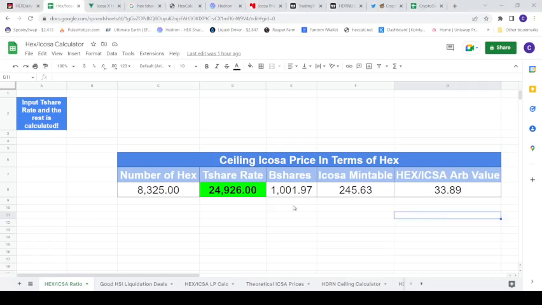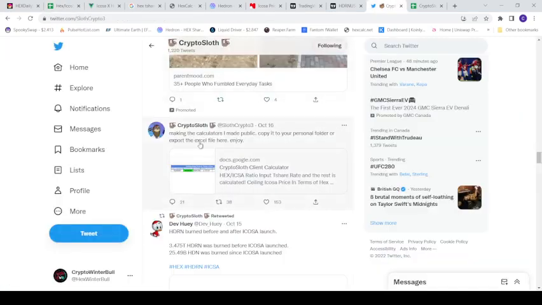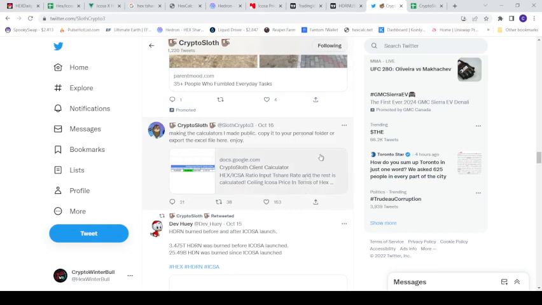So today I am going to be diving into this Hedron Icosa calculator. This calculator has been created by our friend Crypto Sloth. He designed the calculator, so shout out to Crypto Sloth for doing this favor for the community. I found it about last week, and I haven't really had time to dive in, but I have had time recently to dive into this, and it's really a good tool.